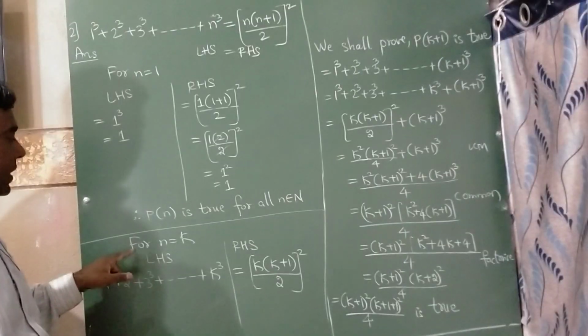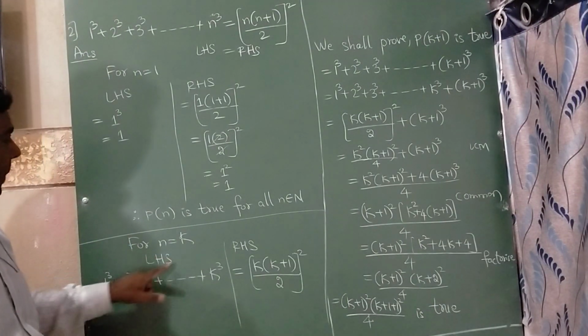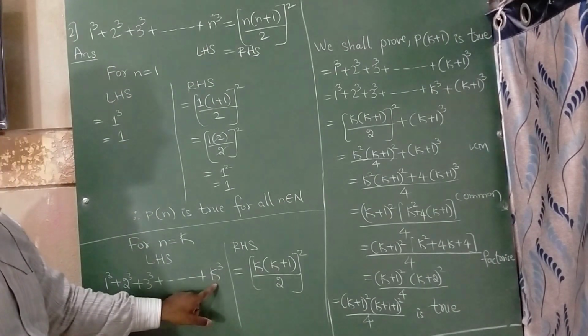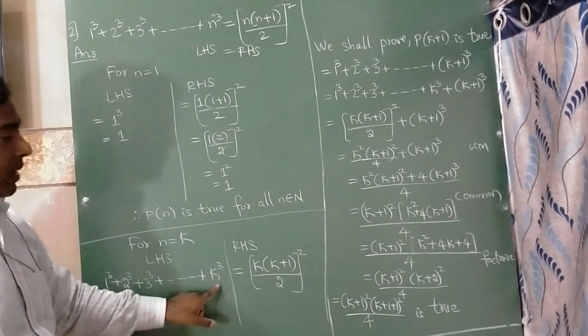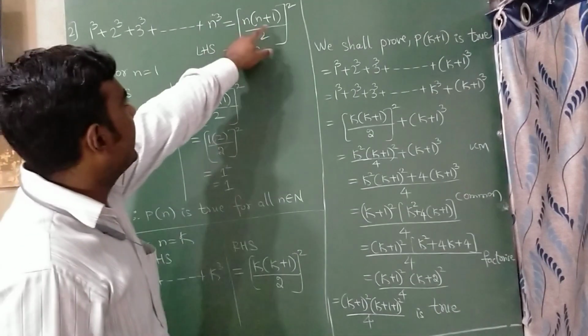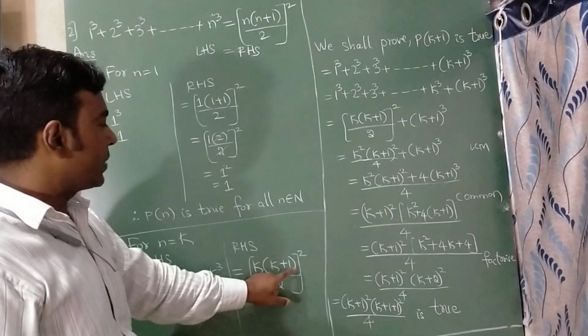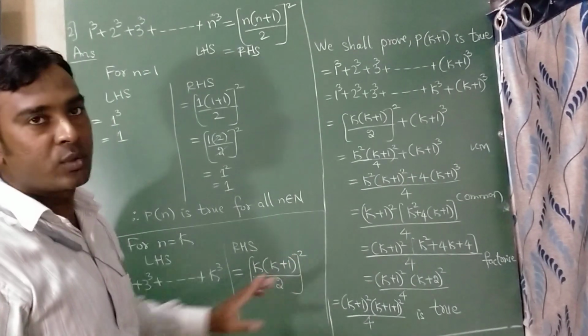Now the second condition is for n is equal to k. In the LHS part, where there is an n, I must substitute k. So it will become k cube. Now in the RHS part, wherever there is an n, I must write a k. So k into k plus 1 divided by 2 whole square.